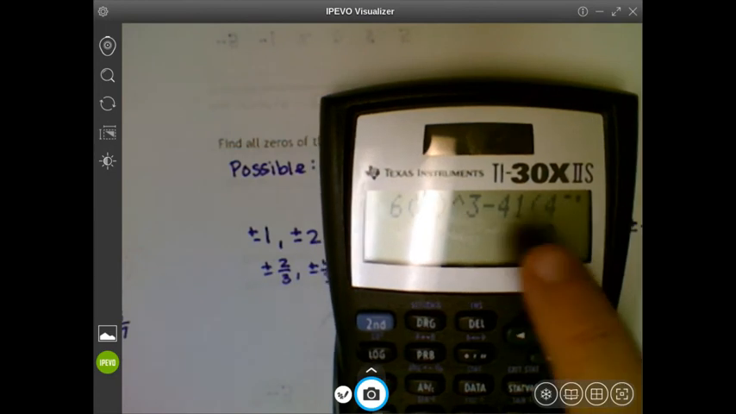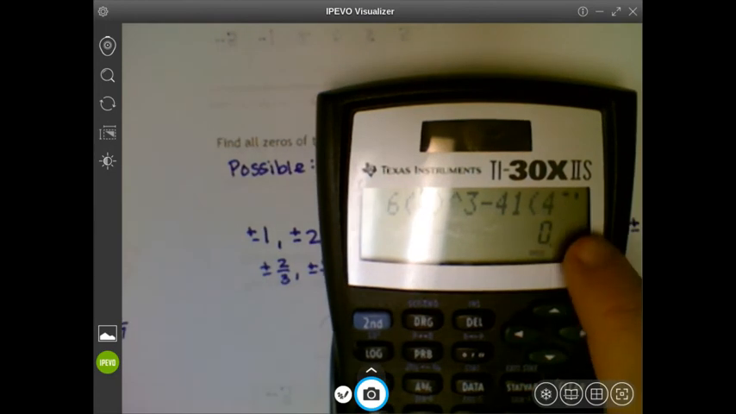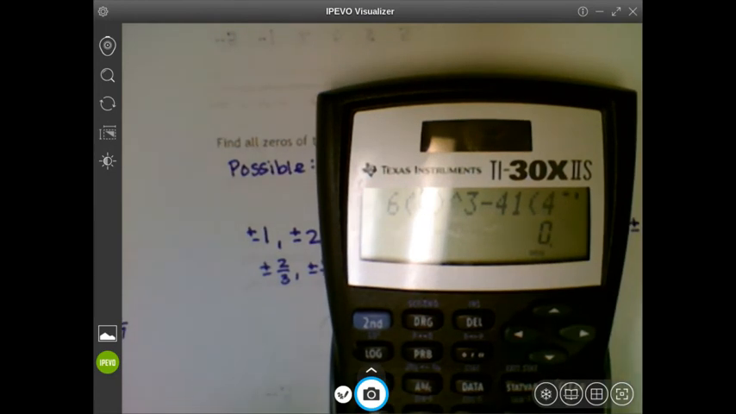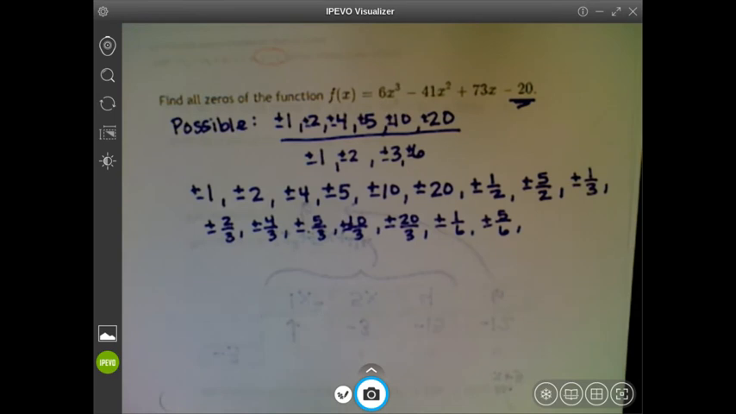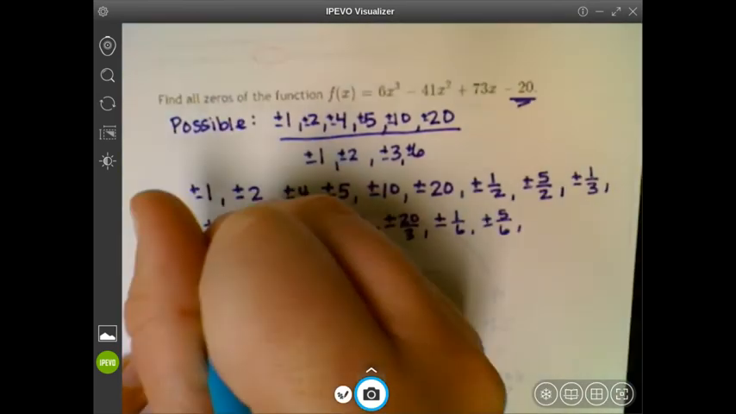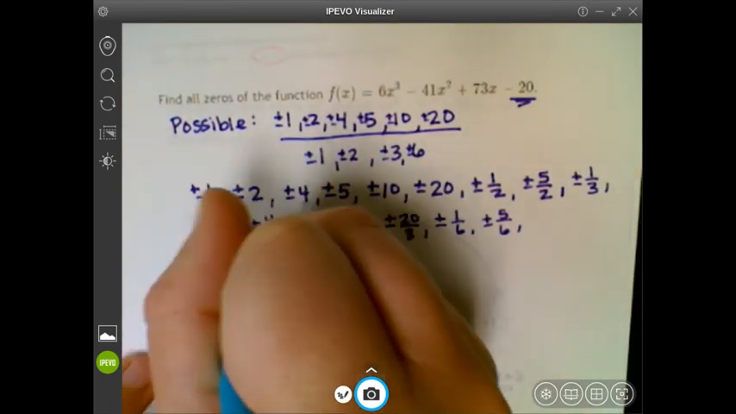So what does that mean? That means that 4 is a 0. This polynomial crosses the x-axis at 4. And so that is super valuable information. So we know it crosses at 4. For sure.